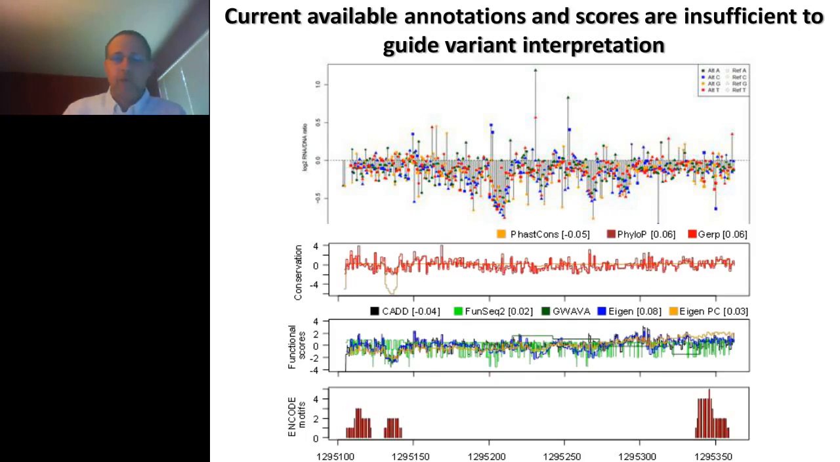And I won't bore you too much with this, but what you can clearly see from this is that we're still not there yet, that the currently available annotations and scores are insufficient to really give us good predictions of how these mutations affect the promoter activity here and also in the other promoters and enhancers that I've shown you. And as I said, we hope that having this data set can be helpful in trying to better predict what these mutations are doing in the future.